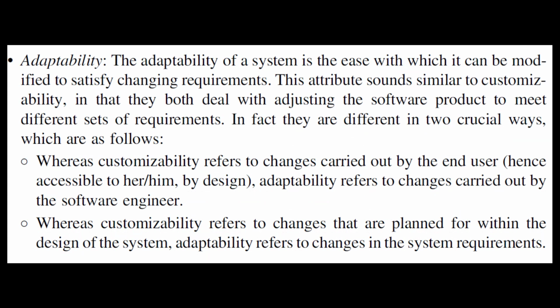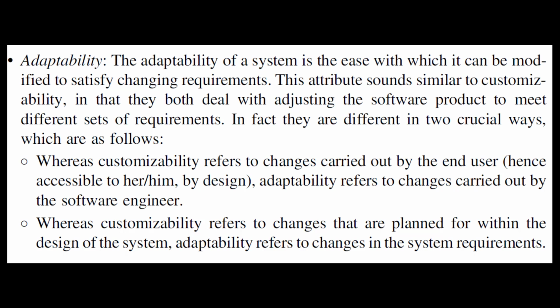Adaptability. The adaptability of a system is the ease with which it can be modified to satisfy changing requirements. This attribute sounds similar to customizability, in that they both deal with adjusting the software product to meet different sets of requirements. In fact, they are different in 2 crucial ways, which are as follows. Whereas customizability refers to changes carried out by the end user, hence accessible to her/him, by design, adaptability refers to changes carried out by the software engineer.